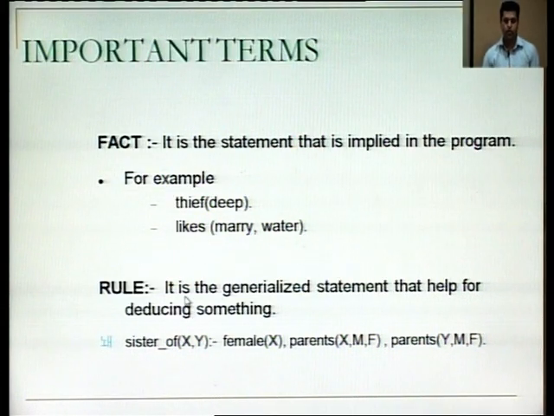A rule is used when you want to represent the same knowledge a number of times, so you need to give a generalized statement. Otherwise, the list of facts will be very huge, which will increase the size of your database. So, this is basically a generalized statement that helps in deducing something. For example, X is a sister of Y if X is a female and the parents of X are M and F, and the parents of Y are also M and F. See, the same variables are used over here. That is why, if X is a sister of Y, both X and Y should have the same parents. This is another example of a rule.